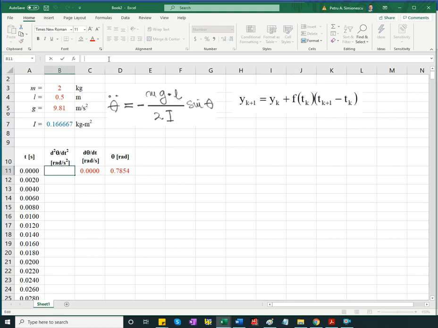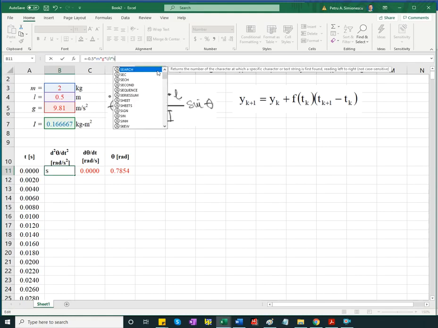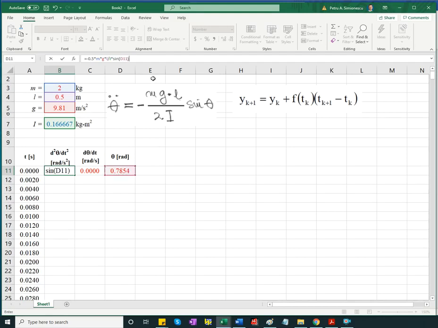So first value, I'm going to program this equation again. So it's negative m times acceleration of gravity times L over I, and then instead of divided by 2, I'm just saying times 0.5. Okay, and then times sine of theta, and close parentheses.